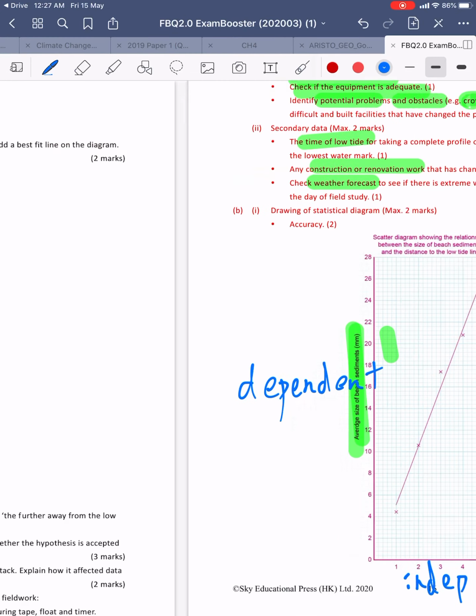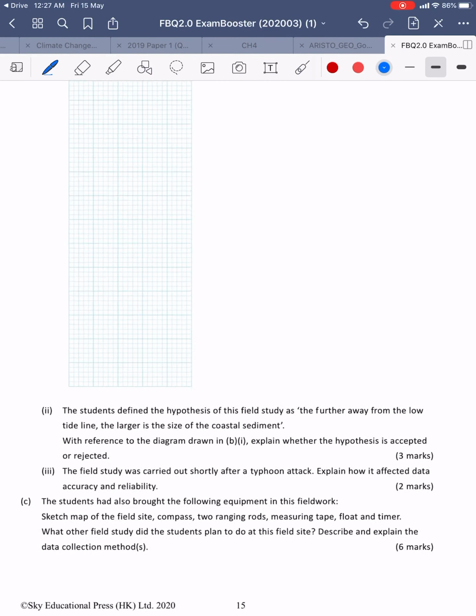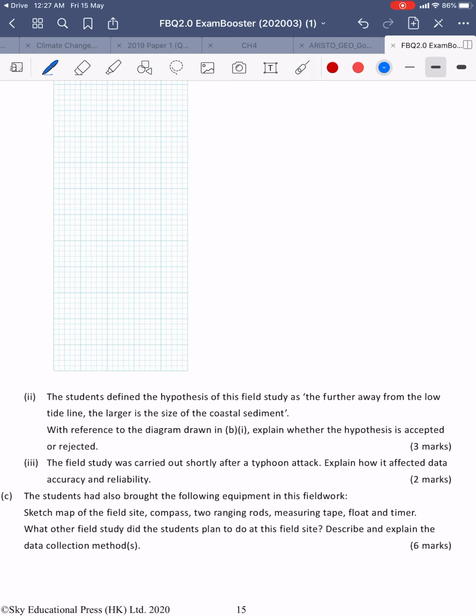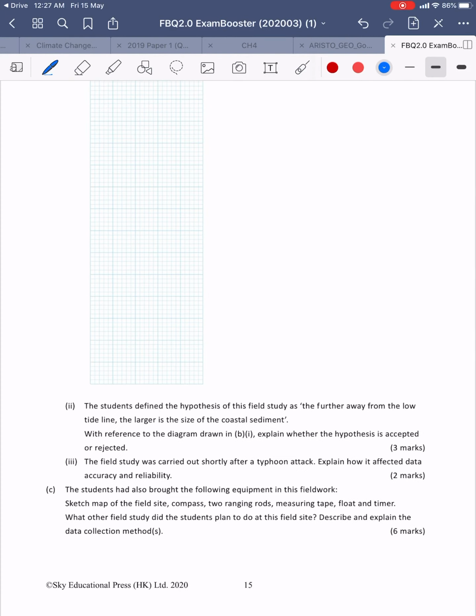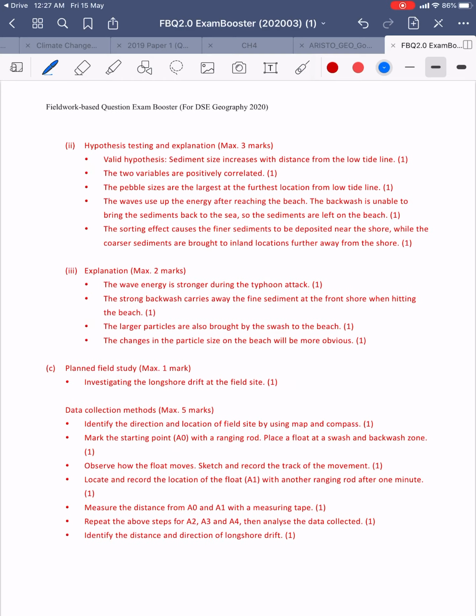Next, a student defined the hypothesis as: the further away from the low tide line, the larger the size of the coastal sediment. So what should you do? First of all, justify whether the hypothesis is right or wrong. Okay, and then call the figure for the high, call the figure for the low. Let's see, isn't it?